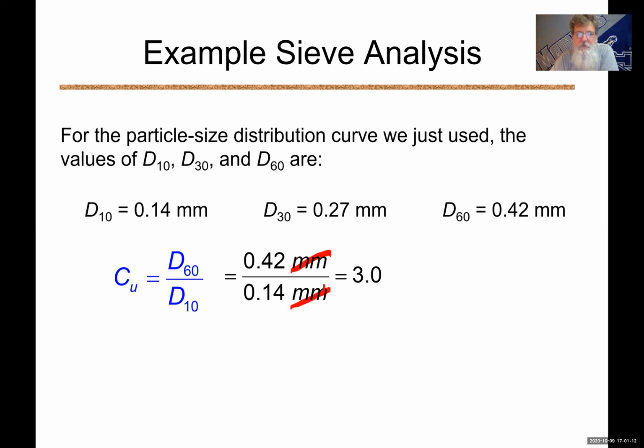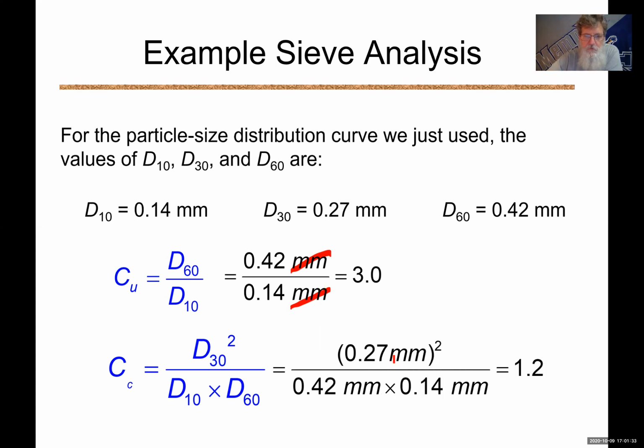So what it's saying is really as you move closer and closer to 1, your particles tend to be more uniform. And this is farther away from that, 3. So we have quite a few different particle sizes in this. And then finally, the coefficient of gradation is D30 squared divided by D10 times D60. And we put our values in there. Again, you'll note you've got millimeters squared, and then millimeters squared in the denominator. So again, we get a dimensionless number, in this case, 1.2.